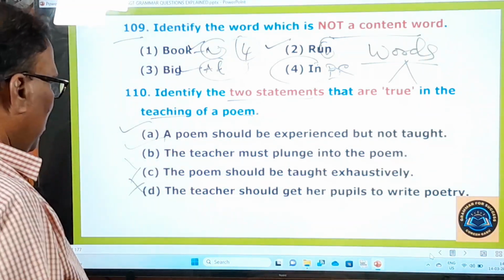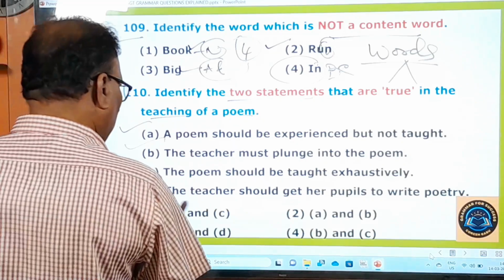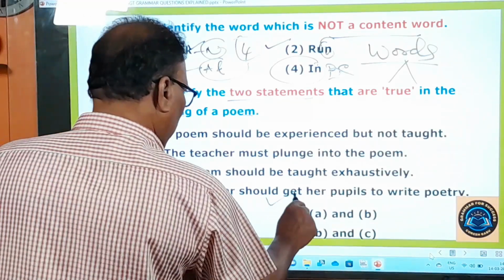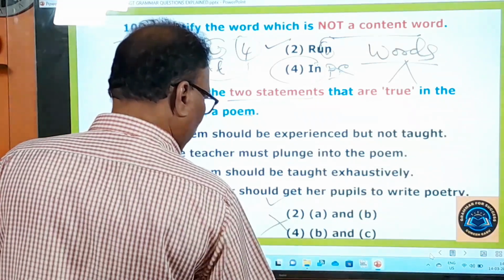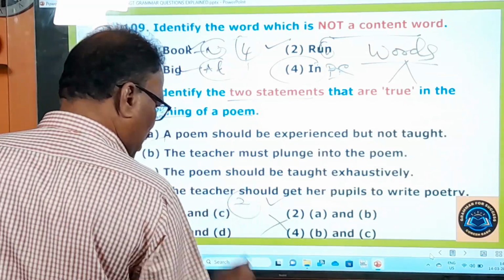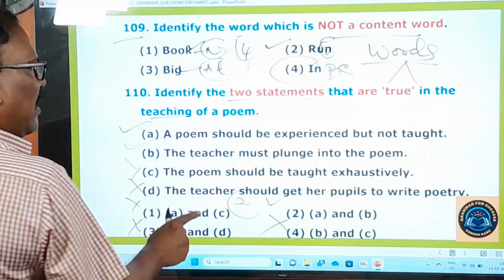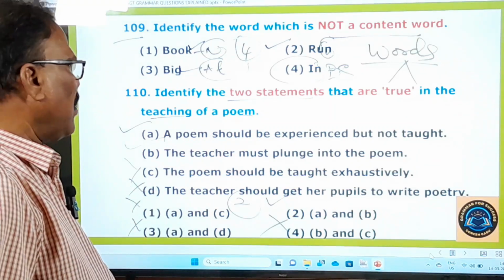A and C wrong. A and B are right. A and D are wrong. B and C are wrong, right? And only the second one is the right one. These two are the only right ones about the teaching of a poem.